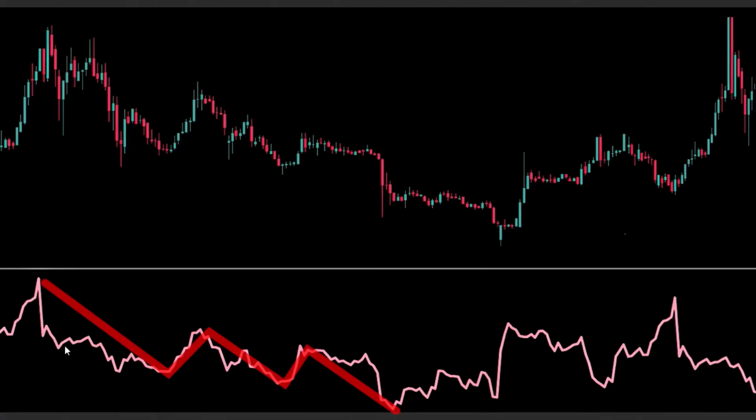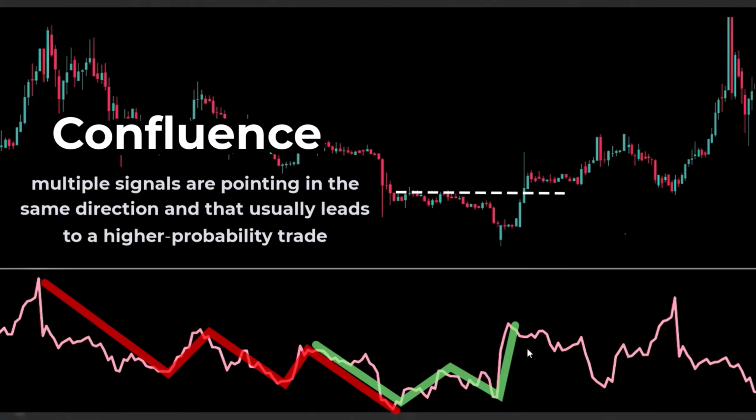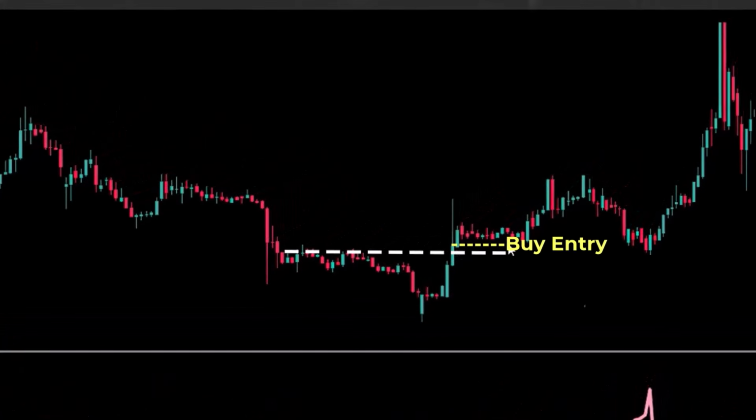Here, the RSI shifts from bearish to bullish. Now take a look at the price chart. Instead of entering immediately, we wait for a clear signal from price, such as a breakout above a resistance level or a strong bullish engulfing candle. When the RSI structure shifts and the price action align, something important happens. There is a strong confluence in this area. Confluence simply means that multiple signals are pointing in the same direction, and that usually leads to a higher probability trade. So this is the point where a buy trade can make sense.